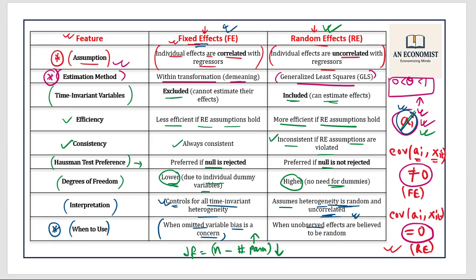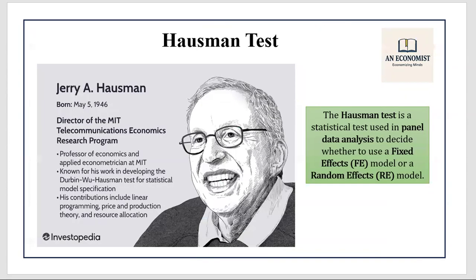Whereas when the unobserved effects are believed to be random, when randomness is inherent in the model, we should follow the random effect model. But in general, mathematically, if you want to test this, we need to go into the Hausman test, and that is what we will do now. So this is a very important statistical test, the Hausman test, as you can see. The Hausman test is a statistical test used in panel data analysis to decide whether to use the fixed effect model or the random effect model.